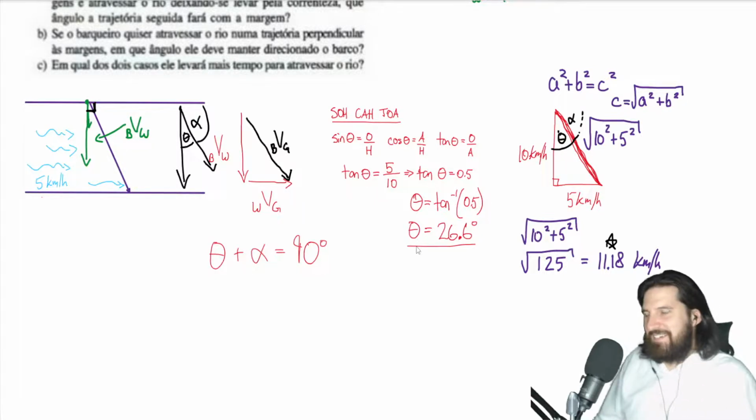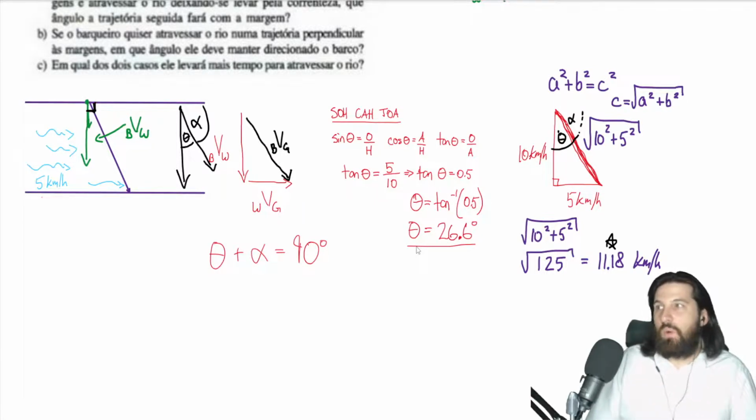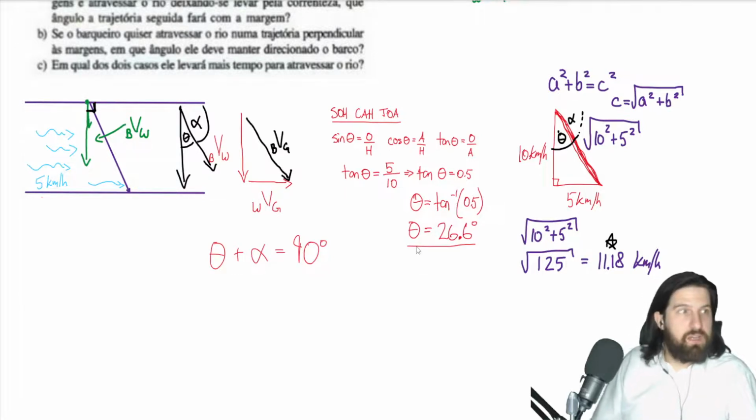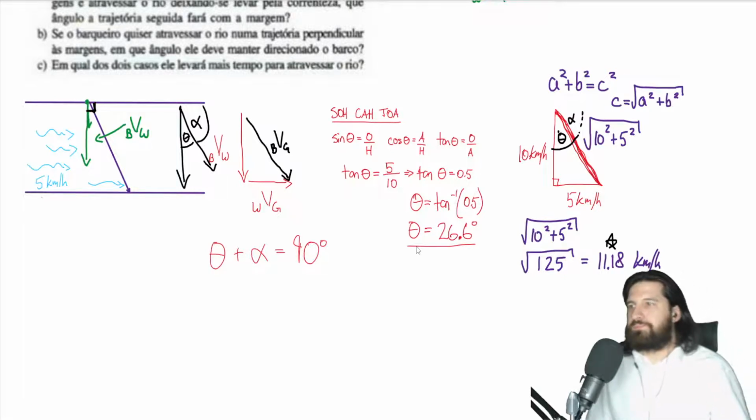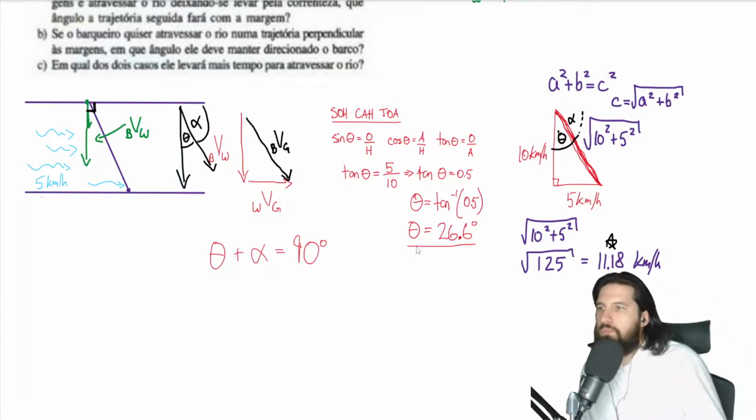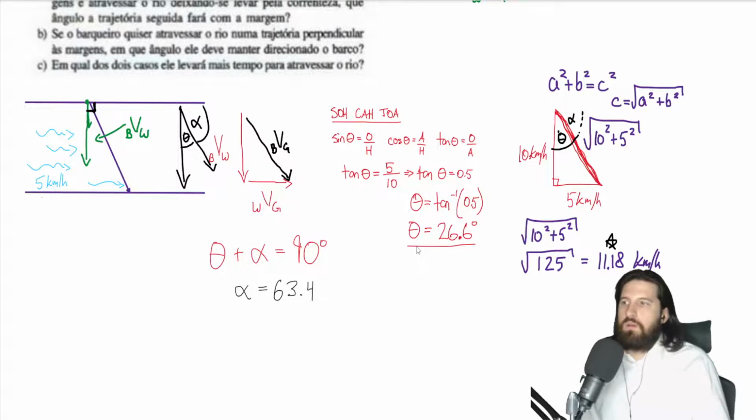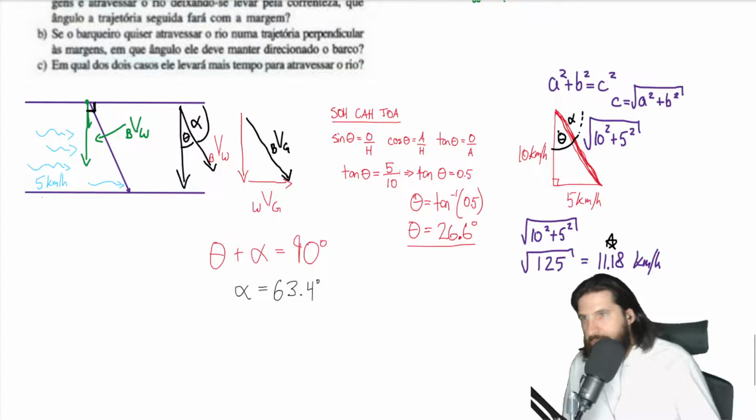Cool. So when they say perpendicular, that means they're going to add up to 90. So it needs to be 64.4 degrees, right? No, 63.4. Yeah, right. But you could do that with your calculator. You could check that. That's not so scary.